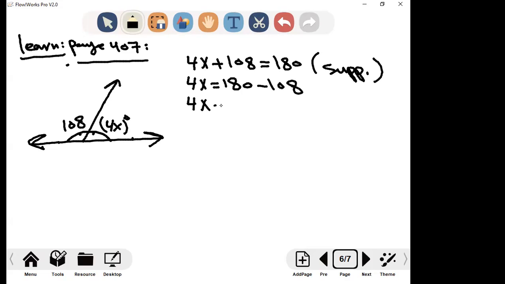So 4x equals 72, right? Divide by 4 on both sides, x will be 18. So from the graph, I can form the equation, or from the given information in the question, right? So sometimes the question gives you the graph, and sometimes the question gives you information, so you can form your equation. Okay. Now let's go to example 4 together.